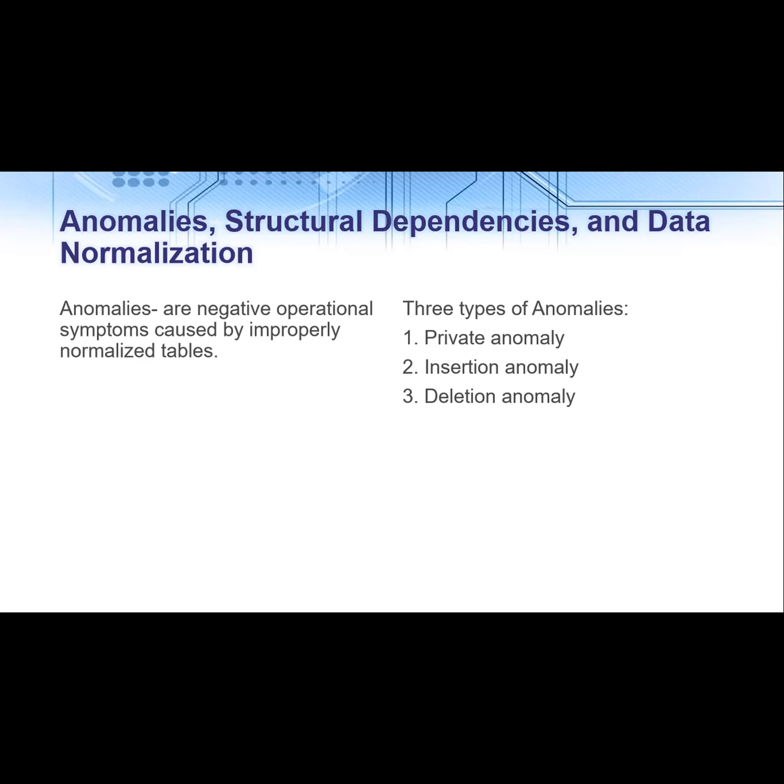There are three types of anomalies. First, the update anomaly. The update anomaly is the result of data redundancy in an unnormalized table. The second one, the insertion anomaly. The insertion anomaly demonstrates the effect of a new vendor having entered the marketplace. The organization does not yet purchase from the vendor but may wish to do so in the future.